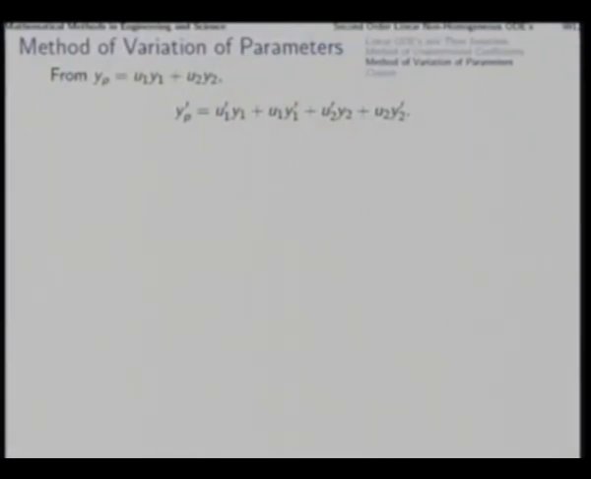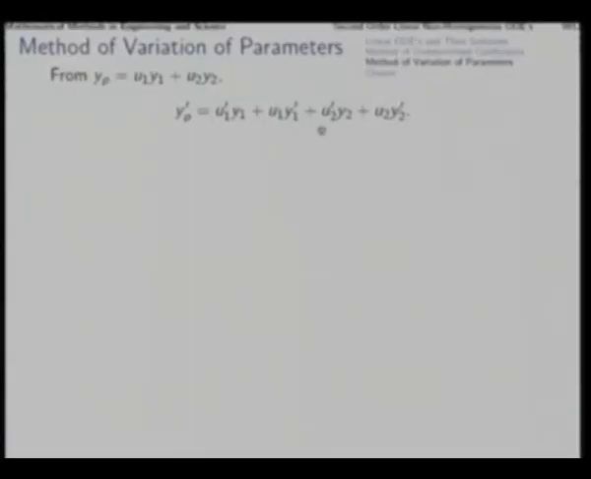So what we do is, from here we collect the terms which have the first derivatives of the unknown functions u1 and u2, that is, this term and this term, and we impose the condition on functions u1 and u2 that these two terms together vanish. That is, we impose u1 prime y1 plus u2 prime y2 equal to 0. If we do that, then yp prime reduces to the sum of the rest of the two terms. Now in this expression for yp prime we have the derivatives of y1 and y2, but not the derivatives of the unknown functions.